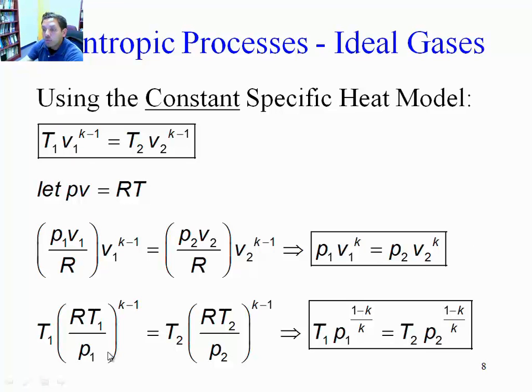Likewise, you can use the equation of state to replace V1 in this equation with RT over P. You replace that, and that will yield T1 P1 to the power of (1 minus K) over K is equal to T2 P2 to the power of (1 minus K) over K. This is the same equation, but now expressed in terms of T and P, rather than T and V or P and V. So now you have 3 equations that are exactly the same for an isentropic process relating two properties at two different states.